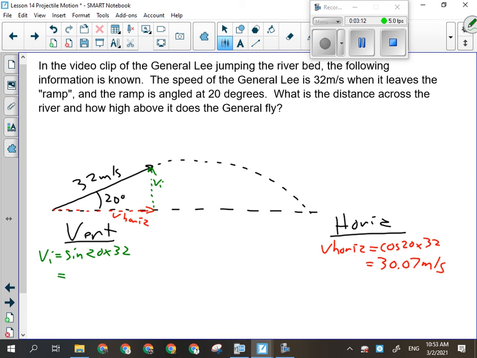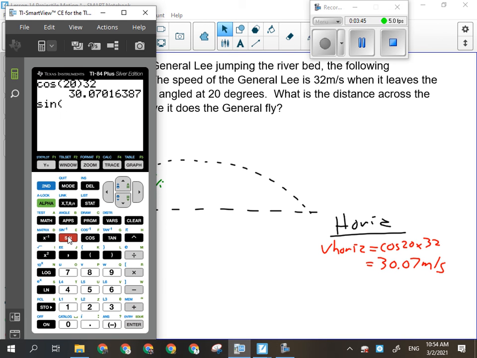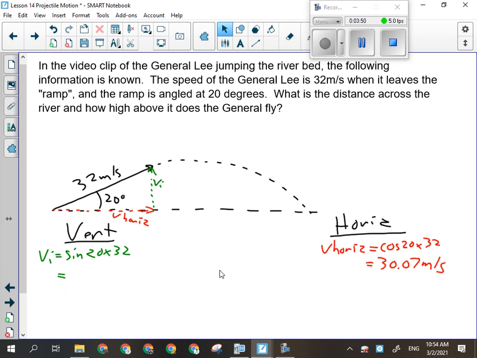So here's something that you need to make note of. This 32 never gets used for vertical or horizontal speeds. That's a very common mistake that I see. People start doing acceleration calculations using 32 meters per second, or they'll say that the horizontal speed is 32 meters per second. It's not. You're only using that number to get components. It will never be part of a v equals d over t or acceleration calculation in a projectile motion problem. So sine of 20 degrees times 32 is 10.94 meters per second.